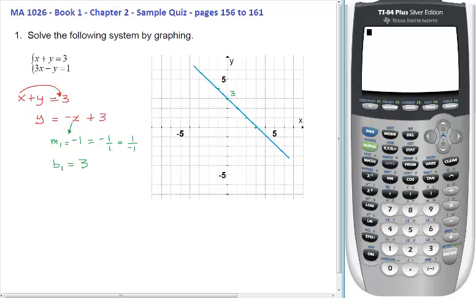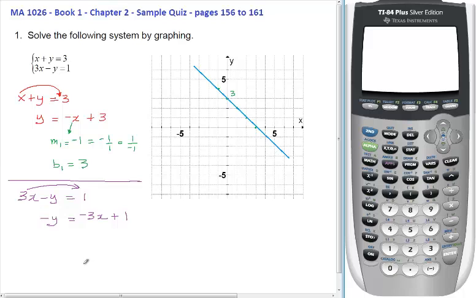Now you repeat that process with the second line. That's all you do. So there's the first one done. The second equation is 3x minus y equals 1. Again, I must solve for y. I get minus y equals minus 3x plus 1, subtracting 3x from both sides, however you want to say it.